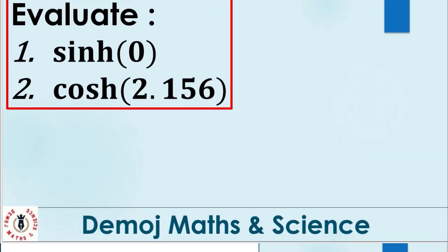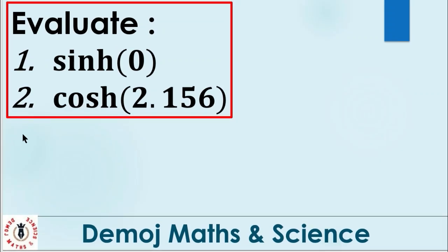Now, before we start evaluating these functions, I first want to introduce hyperbolic functions. There are three basic hyperbolic functions, like we have three basic trigonometric functions. First is sine, like we have sine. The hyperbolic sine of x is given as e raised to the power x minus e raised to the power of minus x, over 2.